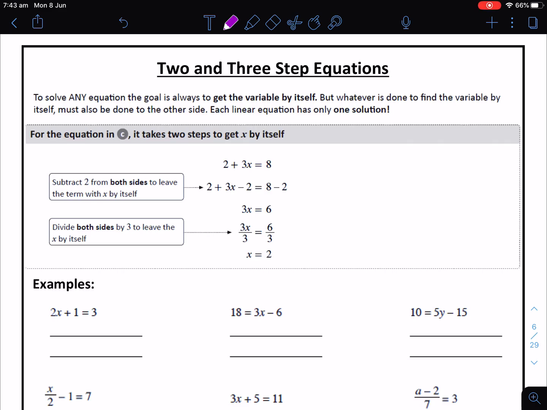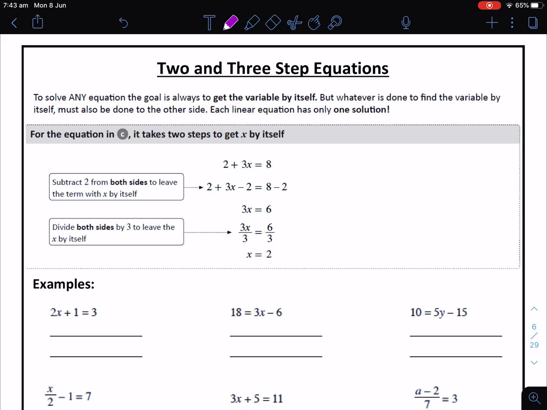Okay, moving on from one-step equations, we're now going to look at two-step and three-step equations. So these ones, if you are able to recognize each step, are not too difficult. You're just finding what you need to do first and then doing one step at a time. So again, you need to remember the main goal is to get the variable by itself, and whatever you do to one side, you have to do to the other side.